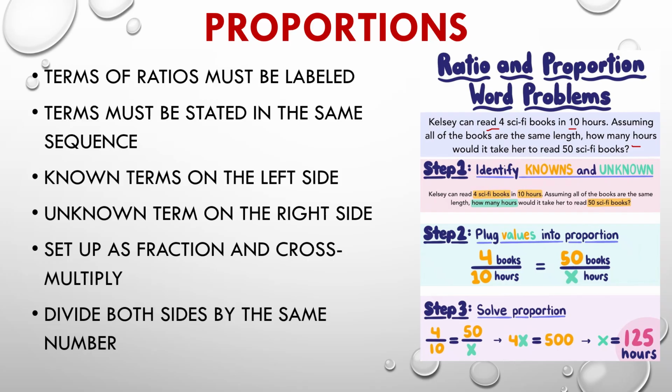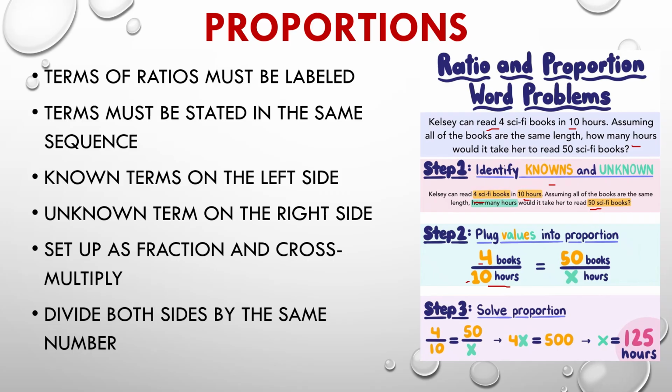So we're going to identify what we know and what we don't know. So our knowns, we know that she can read those 4 sci-fi books. We know it takes her 10 hours. And we also know that we're looking to see how long it would take to read 50. So we know the number of books. What we don't know is how long that's going to take. So again, we put everything we know on the left side. So we have 4 books out of 10 hours. That's our ratio. 4 and 10.